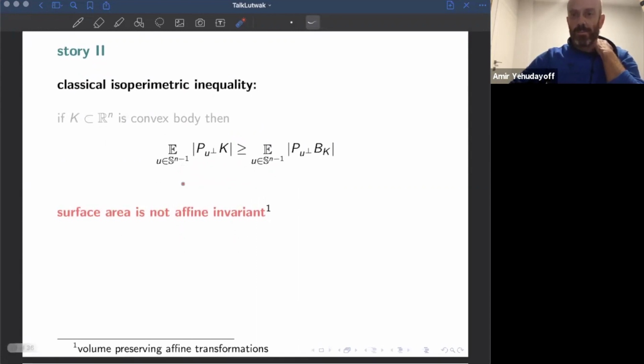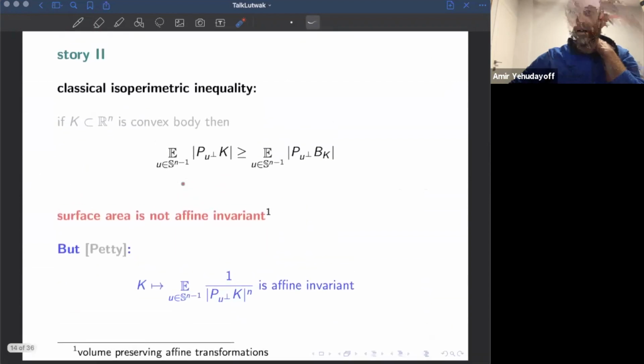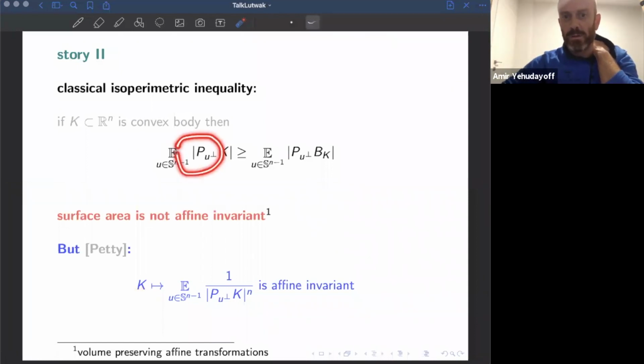And now I think this is true historically. This was what I tried to find out. This is the knowledge I got. But an observation that Petty was aware of is that if you map K not to this number, but to 1 over this to the power n, which is a similar thing, but a bit more complicated, then you do get an affine invariant quantity. So you can replace the measurement that is performed here by a slightly more complicated calculation, and then you get a truly affine invariant quantity.